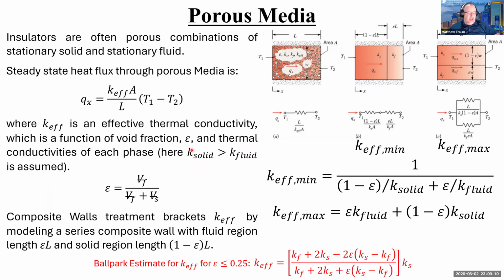Okay, so this void fraction is defined as the volume of the fluid divided by the total volume. So volume of the fluid plus volume of the solid. So that ratio gives you the void fraction.